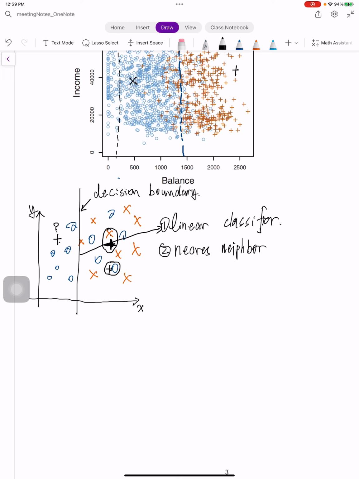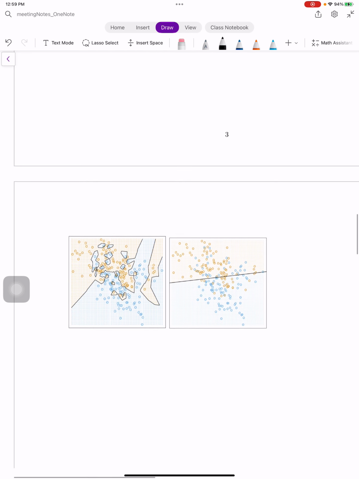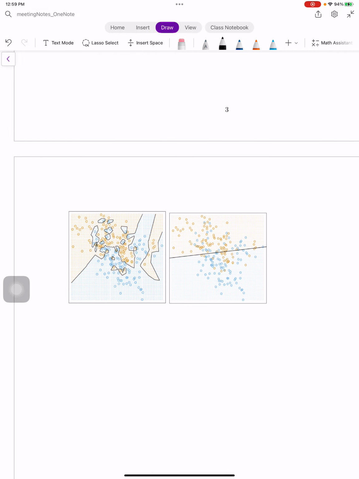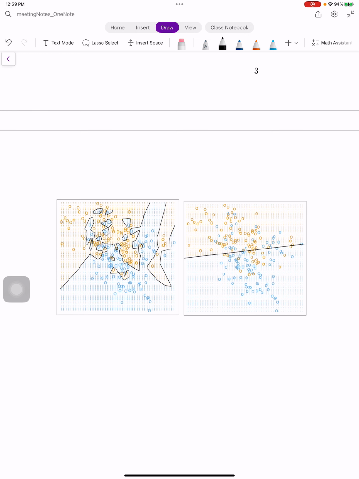So we introduced two classifiers. One is a linear classifier, one is a nearest neighbor classifier. Okay, now we can apply these two classifiers to this real data set. I think in the next homework, we're going to have some data demonstration using this data set. On this plot, on the left-hand side, you can see the resulting decision boundary for the nearest neighbor classifier. Okay, on the right-hand side, this is a linear classifier.